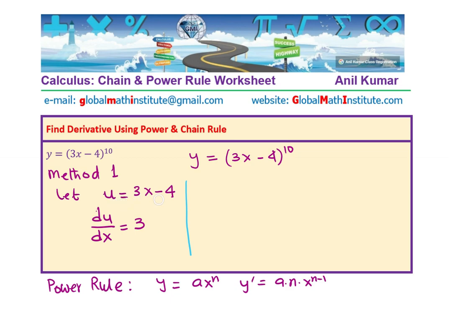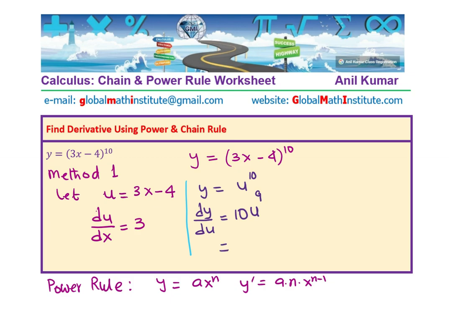Since u is 3x minus 4, I could write y as equal to u to the power of 10, correct? Now y becomes a function of u. So what is dy/du? Well, dy/du will be 10 times u to the power of 9. So we got dy/du in terms of u, right?